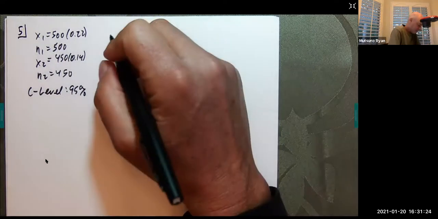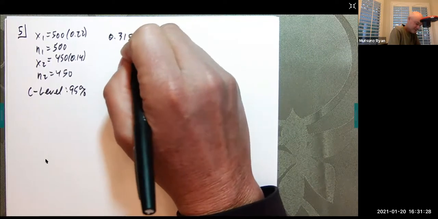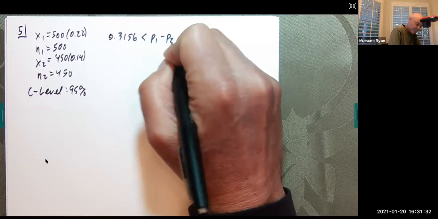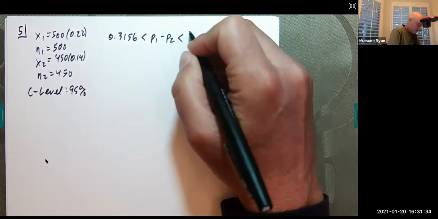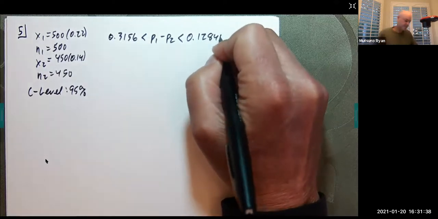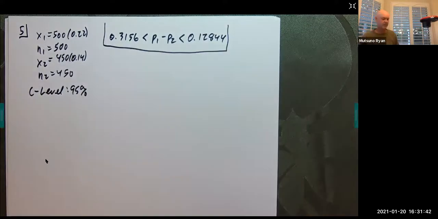So we end up with 0.3156, p sub 1 minus p sub 2, to 0.12844. All right, that's it.